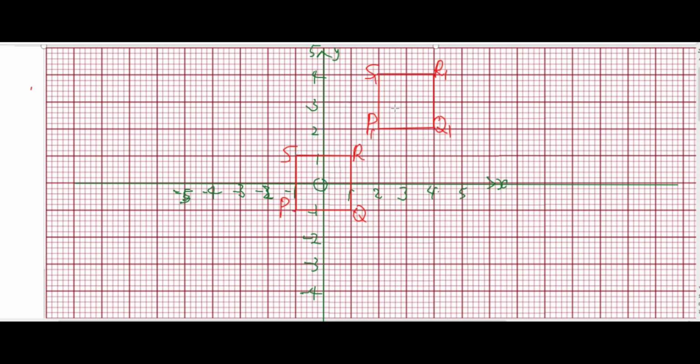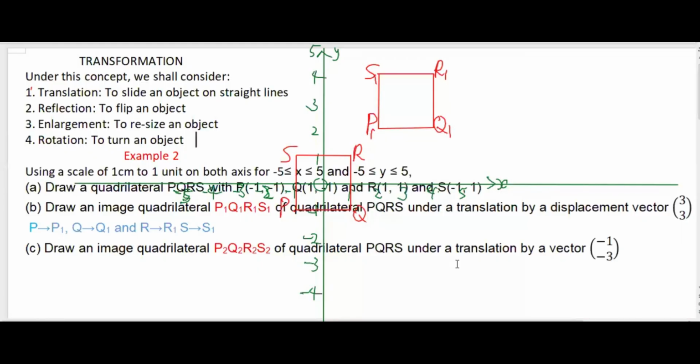And lastly, to cap it off for today, we quickly go to the second one. The second one requires that we translate by what vector to get P2Q2R2S2. So our object is PQRS under translation by this vector. The vector is -1, -3. -1 for X means you count 1 to the left, and -3 for Y means you count 3 down.